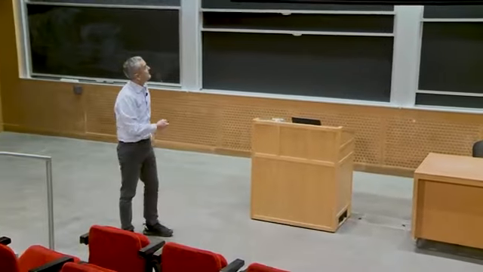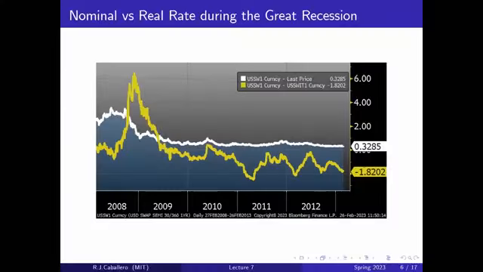Okay, good. So look, this is what happened. I'm showing you what happened around the years of the Great Recession. Remember, the Great Recession happened end of 2008, 2009, 2010. Several things you can see in this picture. The white line here is the nominal interest rate, and the yellow is the real interest rate in the US.